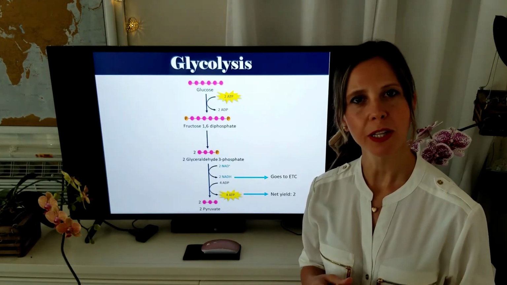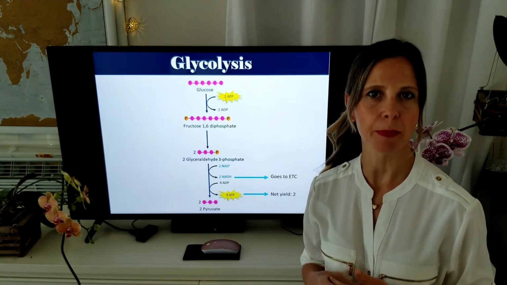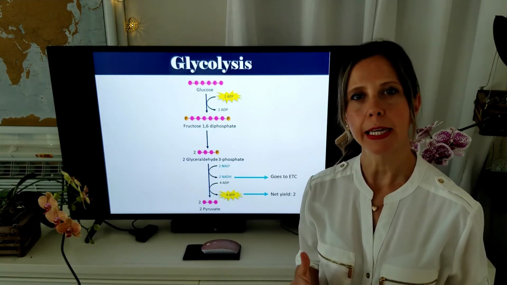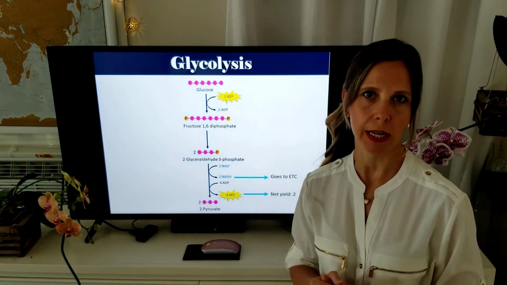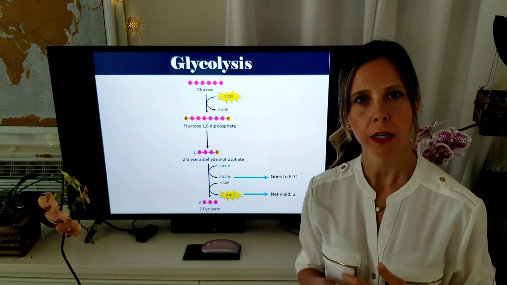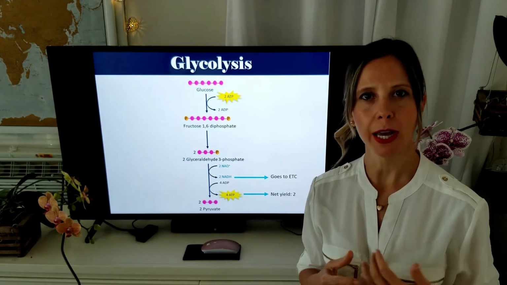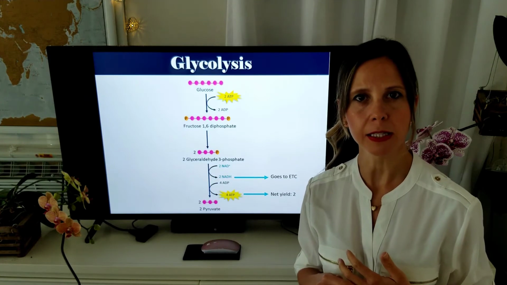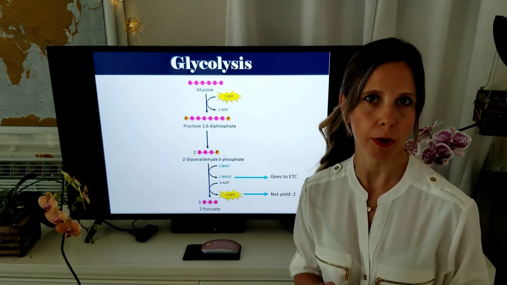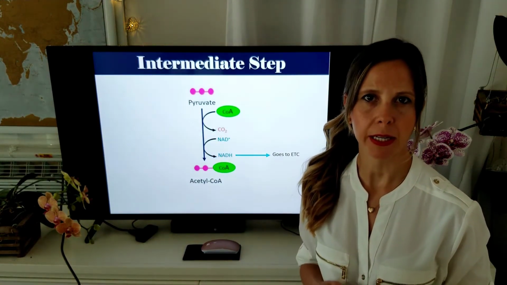Glyceraldehyde 3-phosphate will then be converted to pyruvate. During these steps, NAD+ will pick up electrons to form NADH, which is an electron carrier. NADH will then transport those electrons to the electron transport chain. The formation of pyruvate from glyceraldehyde 3-phosphate also results in the production of 4 ATP. Since we use 2 ATP in the first stages of glycolysis, the net production of ATP from glycolysis is 2 ATP per glucose molecule.